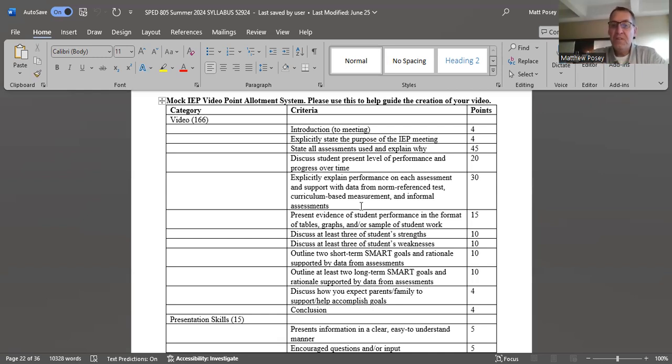As you progress through the video, make sure that you highlight 3 student strengths, what you found to be 3 student strengths, and also talk to the team about what you identified as 3 weaknesses based on the assessments and the data you collected of the student. Okay. Next, we're going to go down and we're going to outline 2 short-term SMART goals.